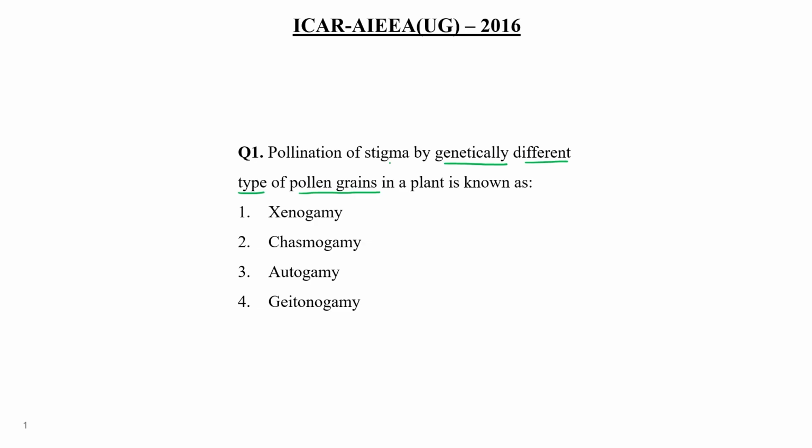So pollination of stigma by genetically different type of pollen grains in a plant is known as xenogamy. It is xenogamy when pollen grain of one plant is transferred to another plant, same species but another, genetically different plant. That time we can use the term xenogamy. Autogamy means pollen and stigma in the same flower, same plant. Geitonogamy means same plant but flowers are different, right? So choice number 1 would be the correct answer of this question.